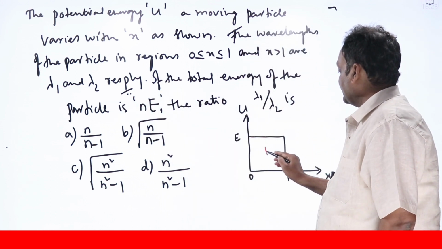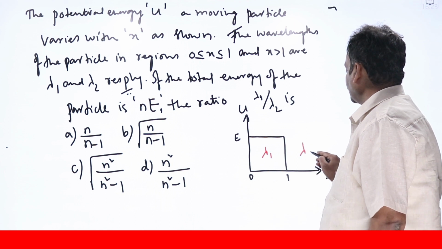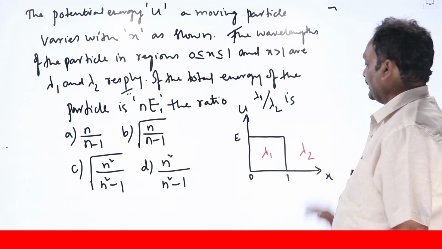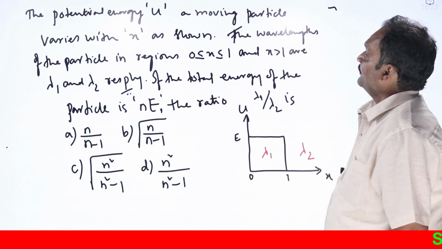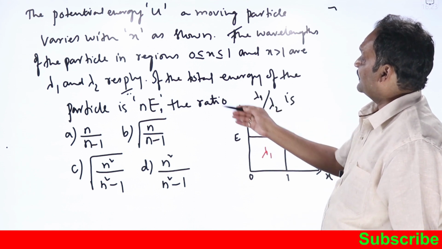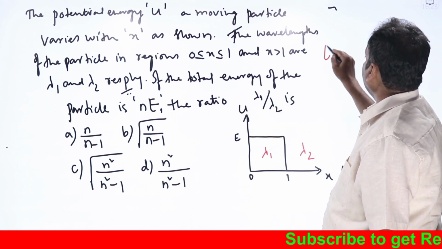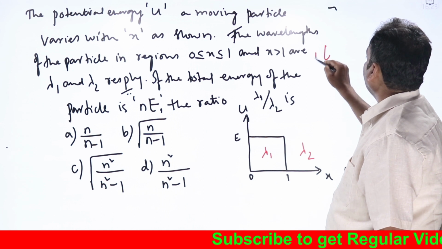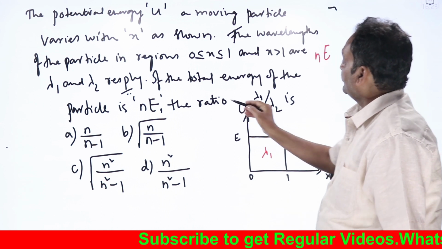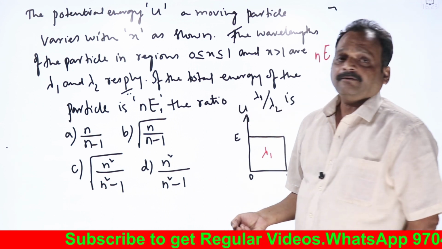That is, in this region it is lambda 1, and outside this one, beyond 1, it is lambda 2. If the total energy of the particle is N into E, the ratio lambda 1 by lambda 2 equals how much?